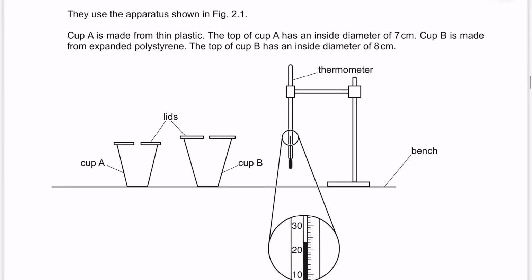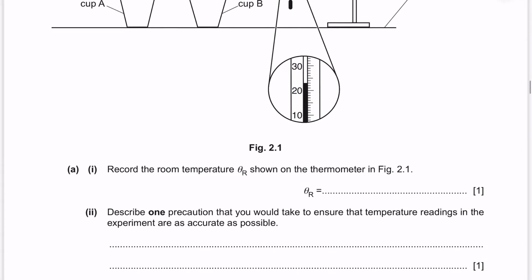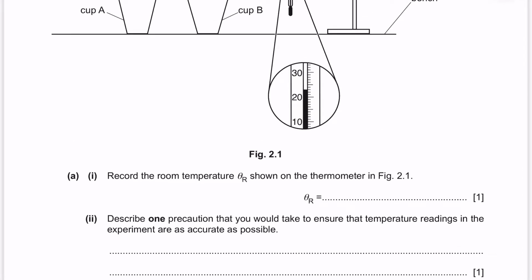Question 2. A student investigates the cooling of hot water in two different cups. They use the apparatus shown in figure 2.1. Cup A is made from thin plastic. The top of cup A has an inside diameter of 7 centimeters. Cup B is made from expanded polystyrene. The top of cup B has an inside diameter of 8 centimeters. Fine. Record the room temperature shown on the thermometer in figure 2.1. So this is quite easy. It's 20, 21, 22, 23 degrees Celsius. Make sure you write the units.